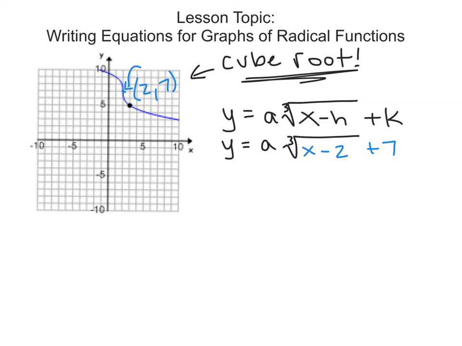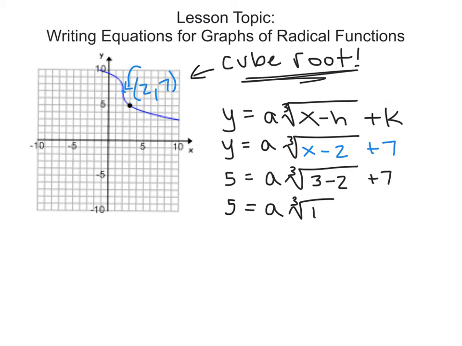So for y we're going to put in a 5. Leave a as it is. Cube root of, x was 3, so 3 minus 2, and then plus 7. All right, so we're going to simplify this to solve for a. We're going to leave the 5 alone, and we're going to leave the a alone. And for now, we're going to leave the cube root alone. 3 minus 2 is 1, and then we have plus 7. Again, the plus 7 is not under the root. Don't forget that. The root ends here.